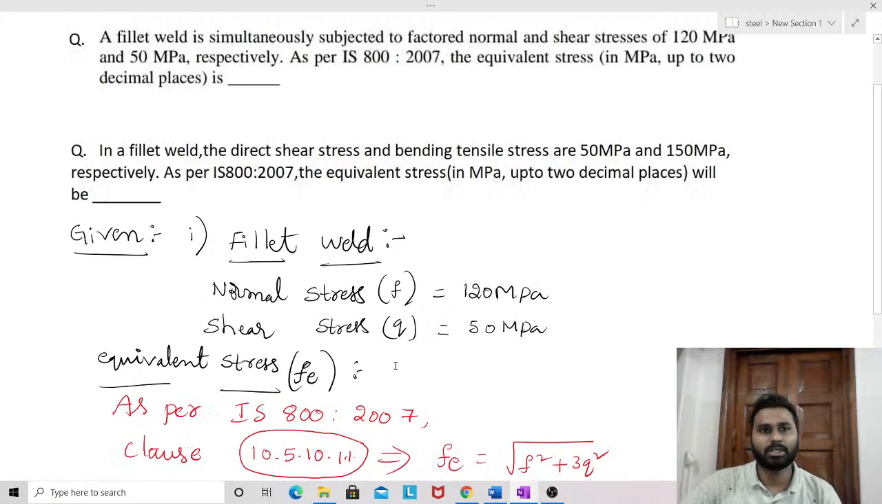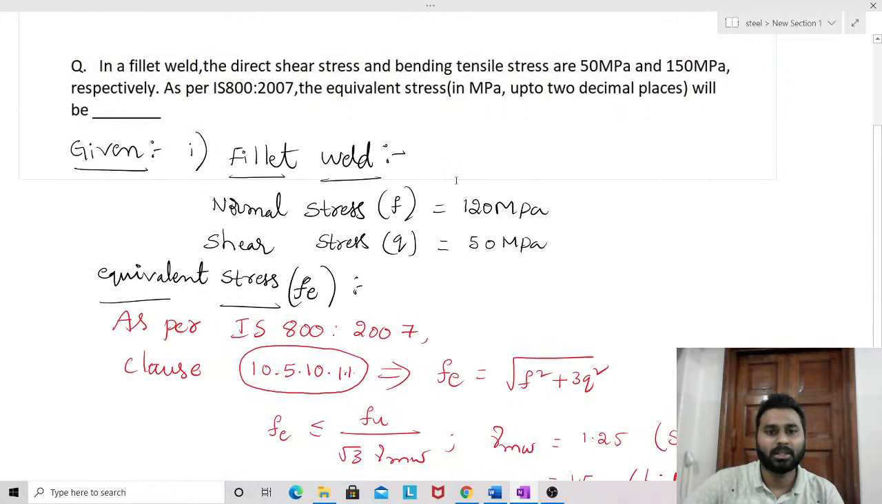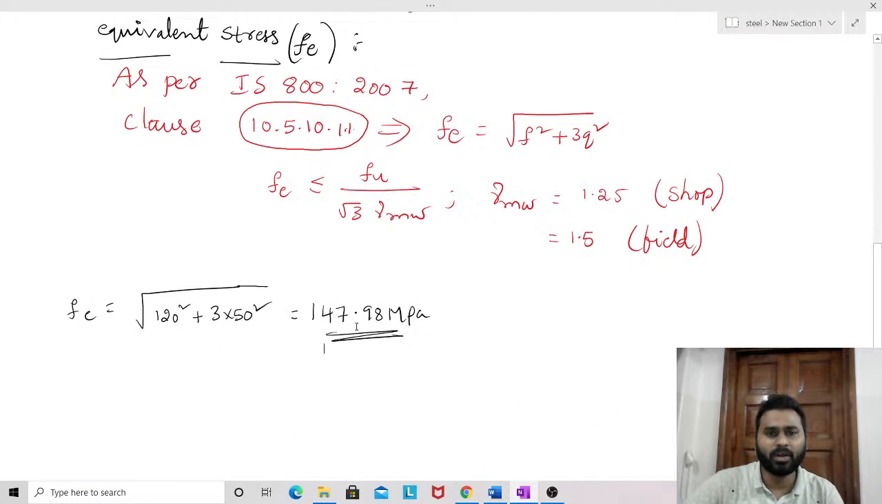Once again, I'll repeat this question. A fillet weld is simultaneously subjected to factored normal and shear stress of 120 MPa and 50 MPa respectively. As per IS 800 2007, the equivalent stress in MPa up to 2 decimals is. So the answer for this question is 147.98 MPa. Clear? Now let us go for the second question.